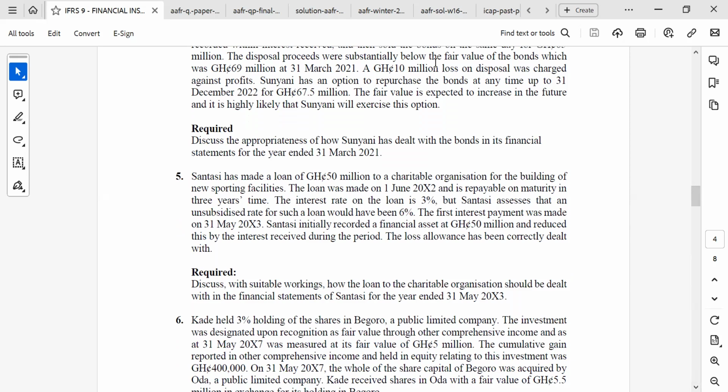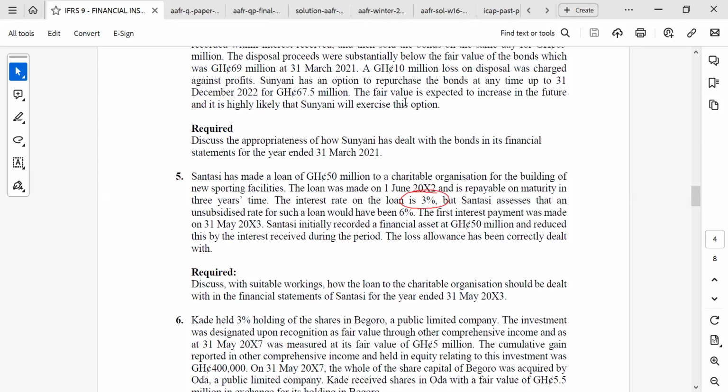Okay. So a loan given to a charitable organization should always be measured initially at what? Fair value. The fair value is the present value of all the cash flows under the arrangements. They are giving the loan at an interest rate of 3%. The loan will be for how many years? 3 years. So they will receive interest of 3% for 3 years.